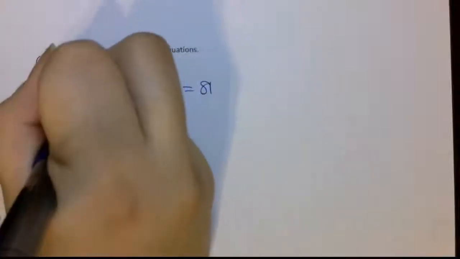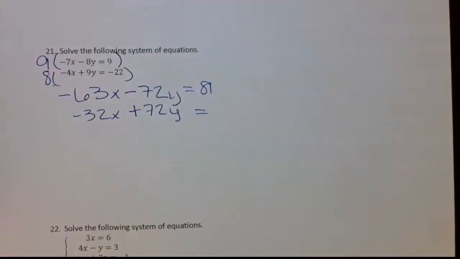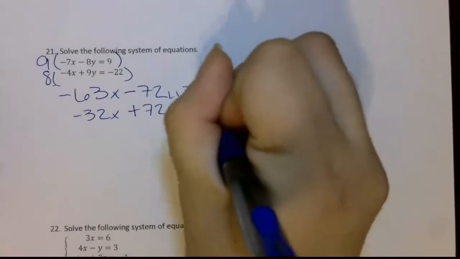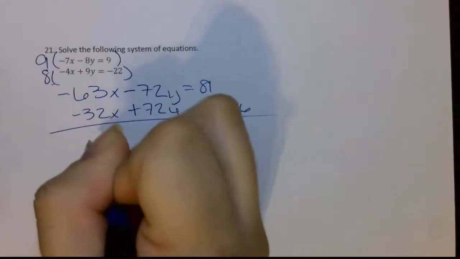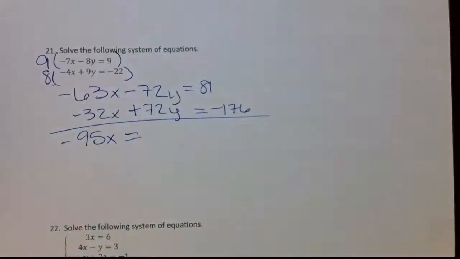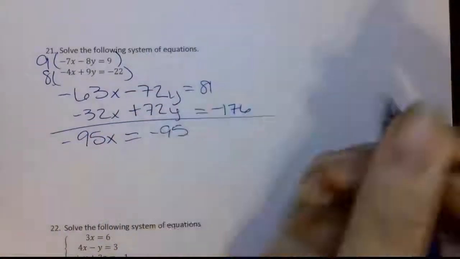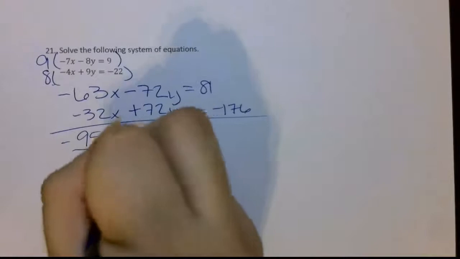On the bottom, 8 times -4 is -32. 8 times 9 is 72. 8 times -22 is not one I know off the top of my head. -176. Then I want to add straight down. -63x minus 32x gives me -95x. Y's cancel out. And then 81 minus 176 gives me -95. I divide both sides by -95. I get x equals 1.